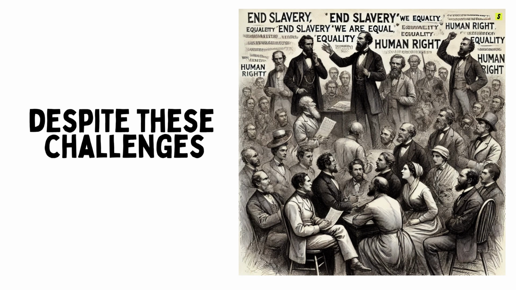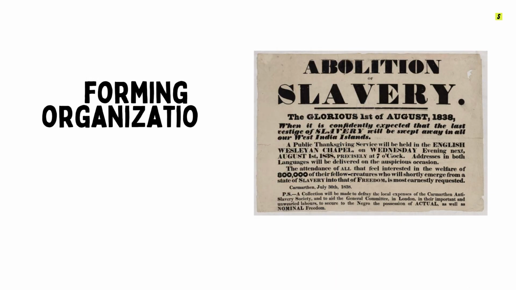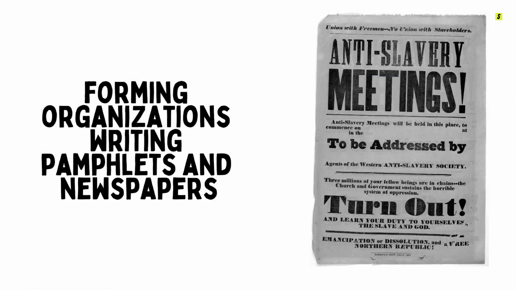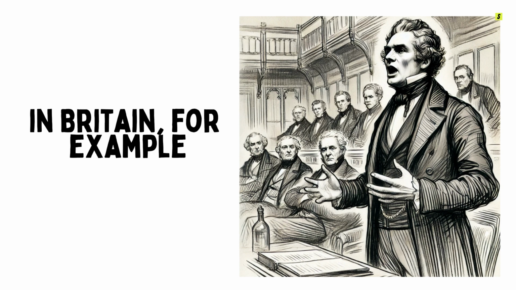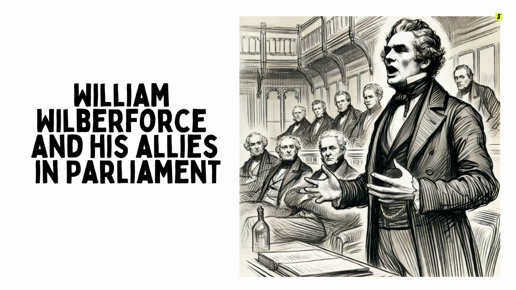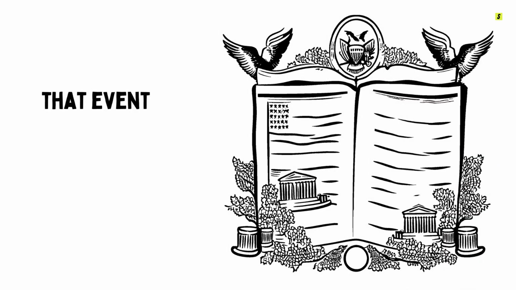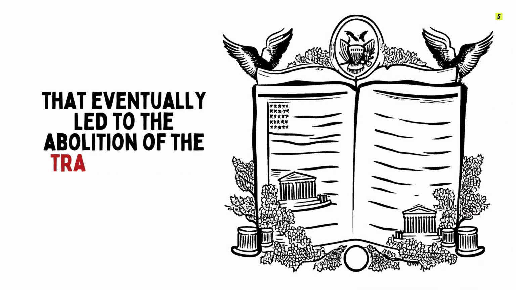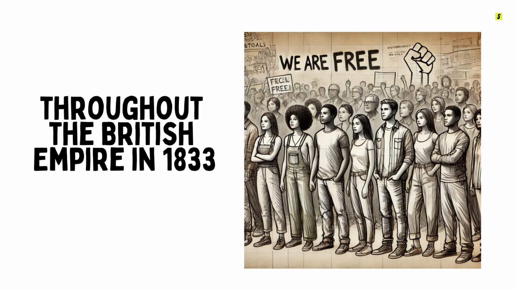Despite these challenges, abolitionists persisted in their efforts, forming organizations, writing pamphlets and newspapers, and engaging in legal and political battles. In Britain, for example, William Wilberforce and his allies in Parliament fought for decades to pass laws that eventually led to the abolition of the transatlantic slave trade in 1807 and slavery itself throughout the British Empire in 1833.